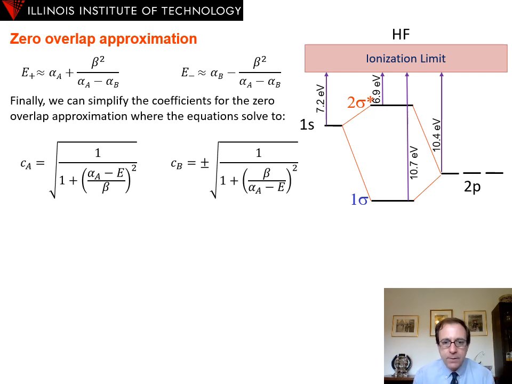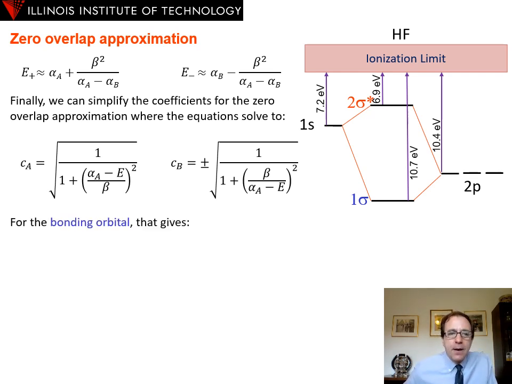Then the coefficient for the B atomic orbital is plus or minus. It's plus in the case of the bonding orbital, and it's minus in the case of the anti-bonding orbital. It's very similar, except we have inverted the fraction in the denominator to beta over alpha minus E. And that will give us the correct values for our wave functions. So let's apply this and figure out, for the bonding orbital, the 1 sigma orbital, what values we come up with for our example.